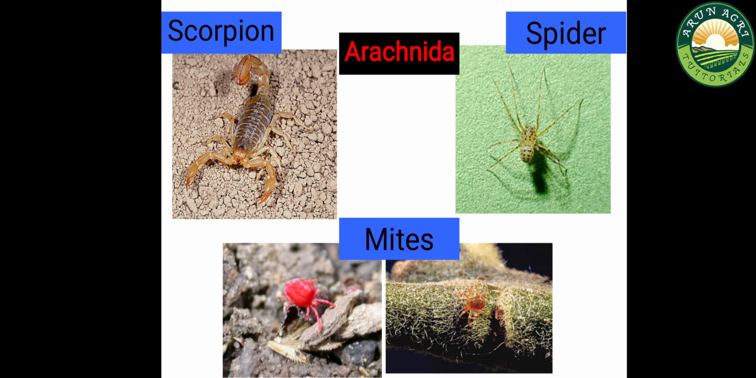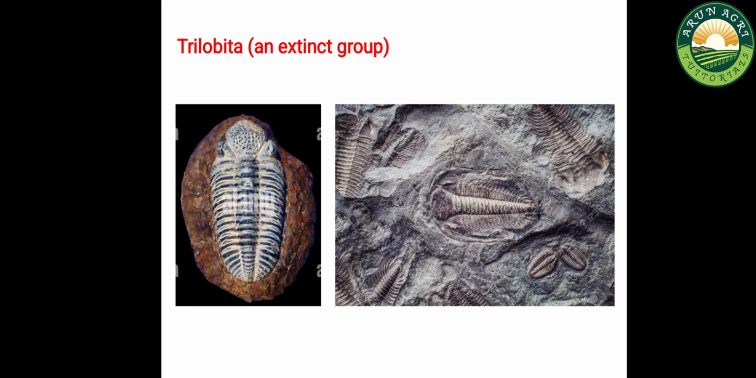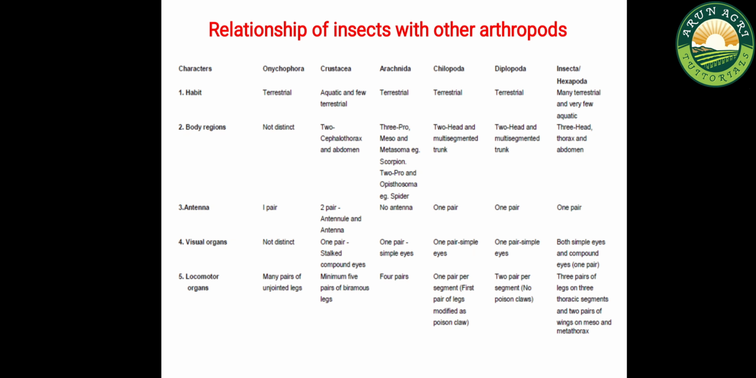Next, in Arachnida there is no antenna, and you can see four pairs of legs. Examples are scorpions, spiders, mites, and ticks. Next, there is another important class, Trilobita, though it is extinct now.